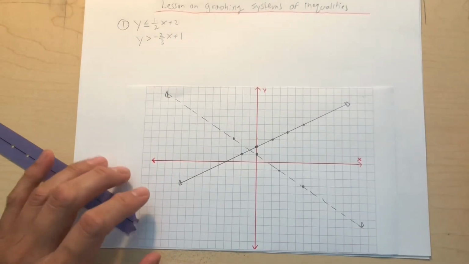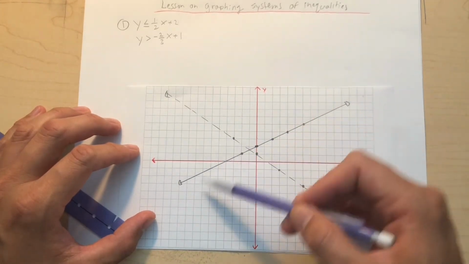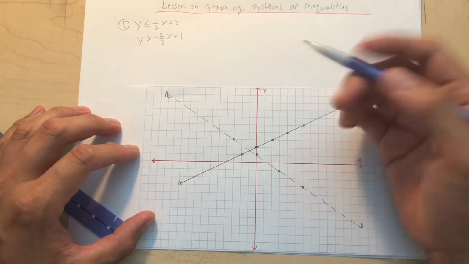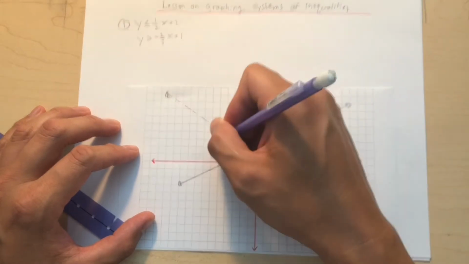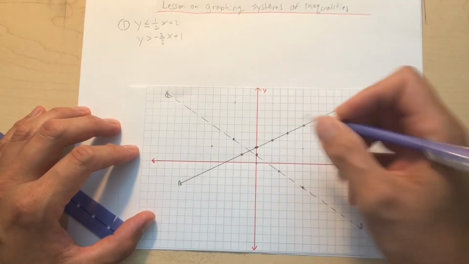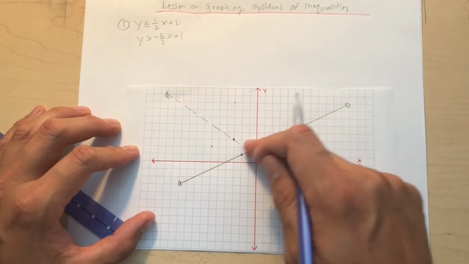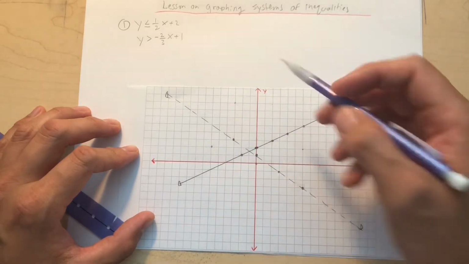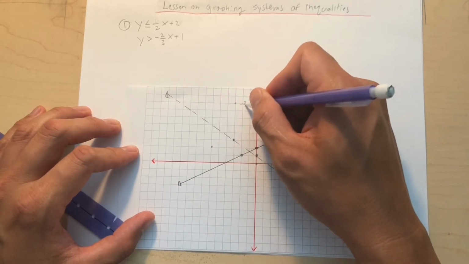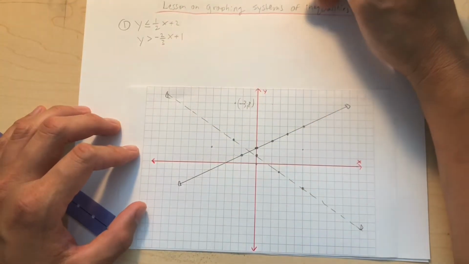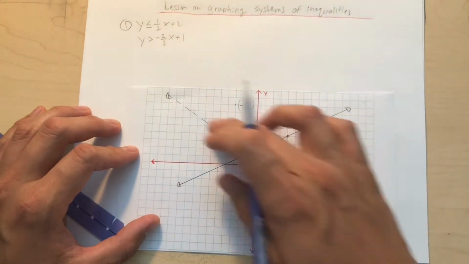Now, what I have is four parts to a graph: 1, 2, 3, 4. You could pick a point from each one of them, like that point, that point, that point, that point. Each point represents one part of the graph. You can plug that point in, for example, this one is negative 3, and 8. You plug this into both inequalities, and if they're both true, then you shade this part. Or you plug in this one here, and if they're both true, you shade this part.